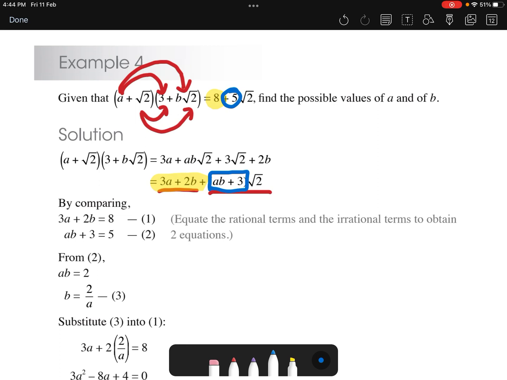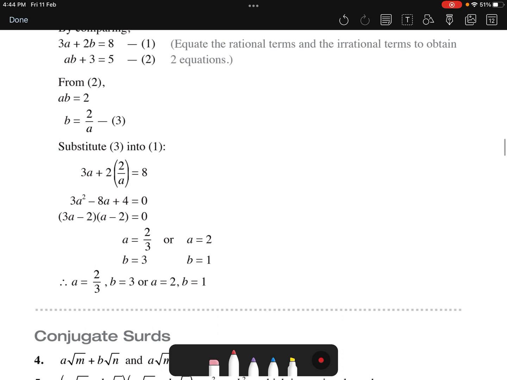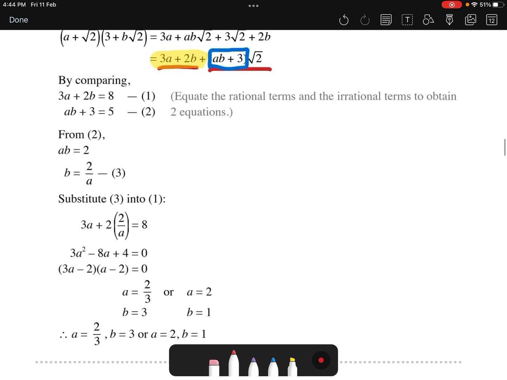Okay, so after you get this, you notice there will be two equations, because you have two unknowns. So this is a simultaneous equation. You just use simultaneous equations to solve, and you should get a equal to 2 and b equal to 1. Alright, so that is how you use this operation of surd.